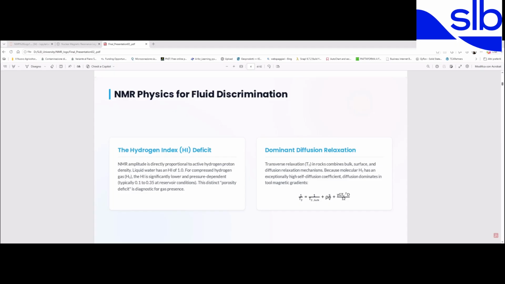This distinctive porosity deficit is diagnostic for gas presence. Later I will show you how to calculate the hydrogen index. When you have this typical value, also called the deficit of porosity, it is diagnostic for gas presence.